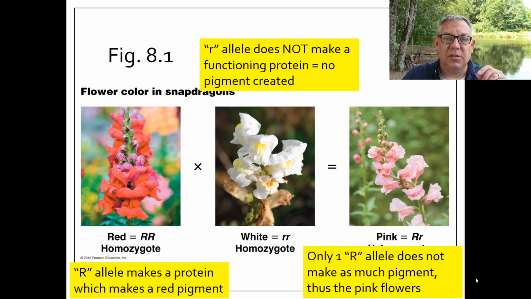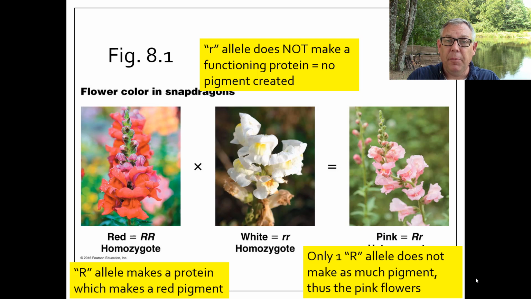Now, if you've got a white flowered plant that's homozygous for the small R allele, that small R allele has a mutation, and so it does not produce a functioning protein. And so it doesn't produce any pigment because the DNA changed enough to change the protein. The shape of that protein changed enough that it doesn't work anymore. And since the protein doesn't work, it doesn't produce any pigment. And since it doesn't produce any pigment, you get a white flower.